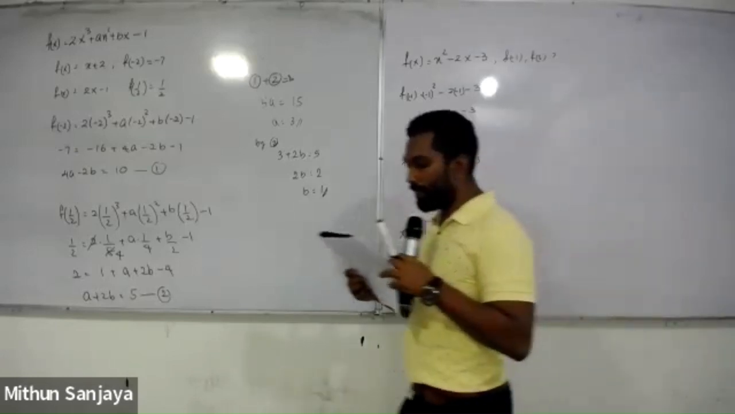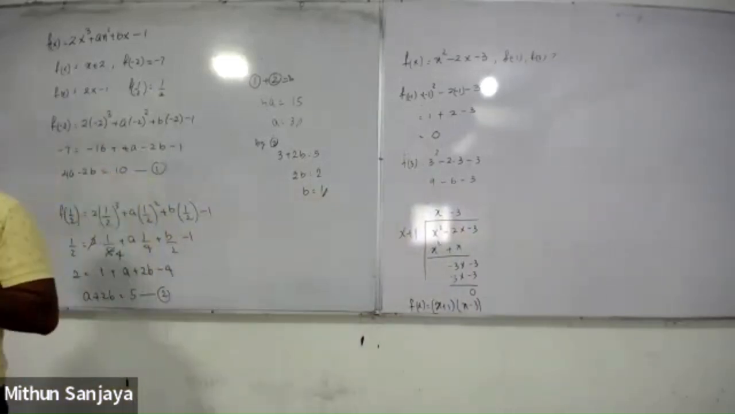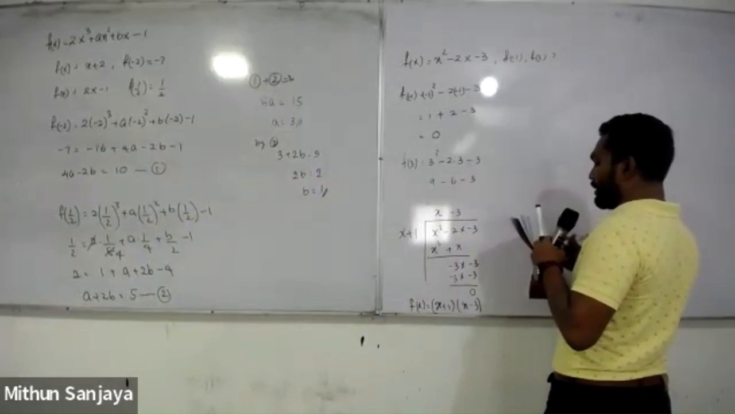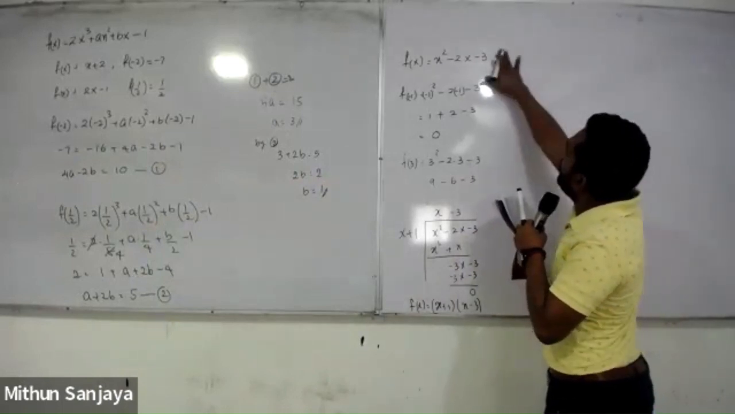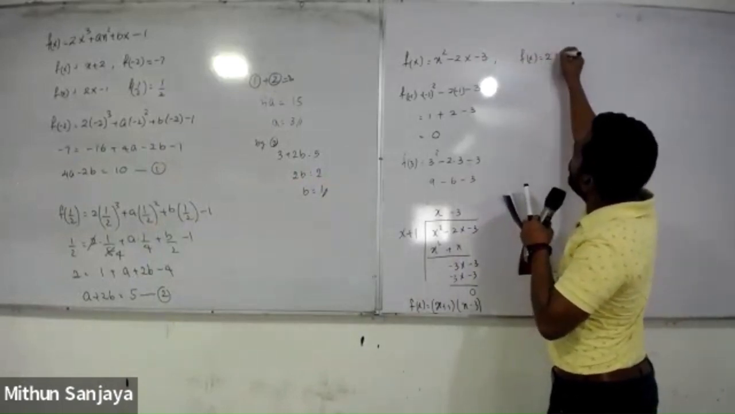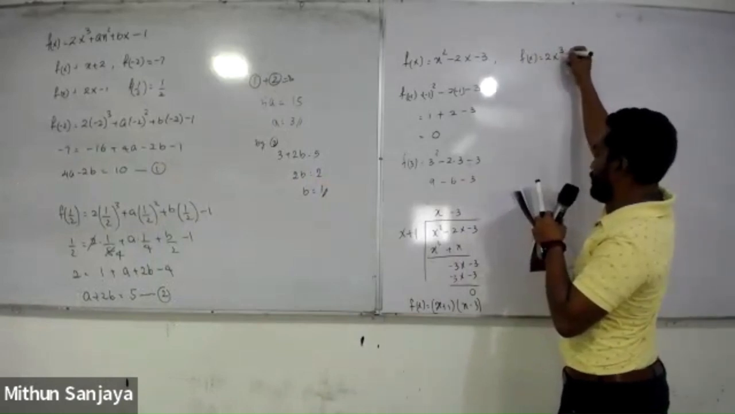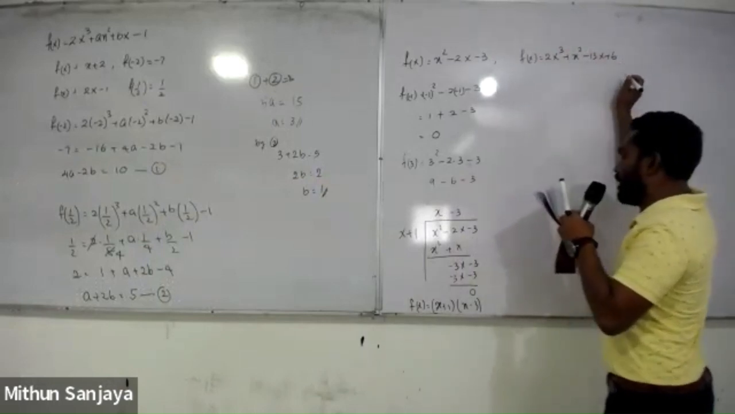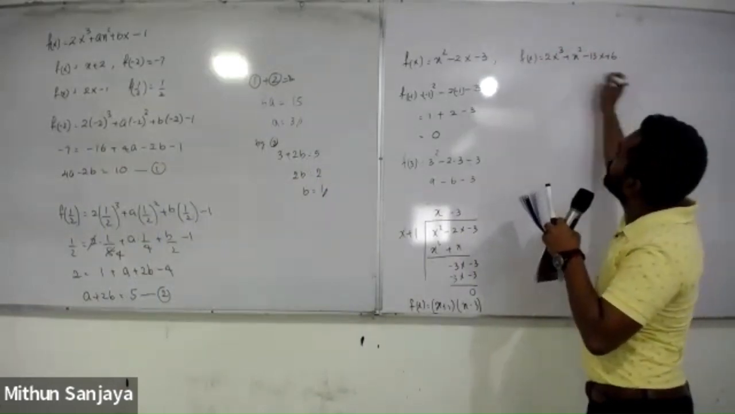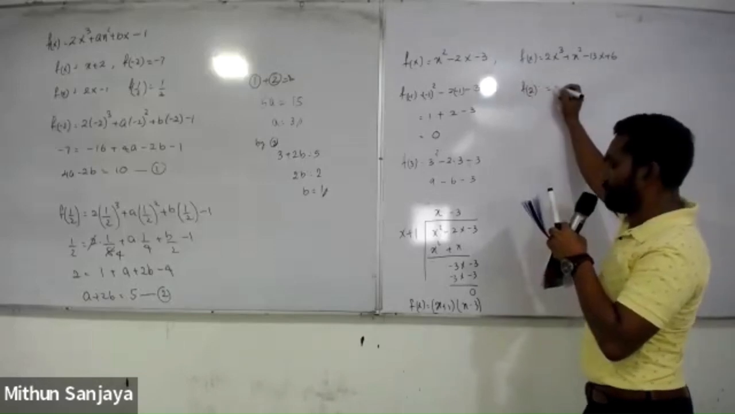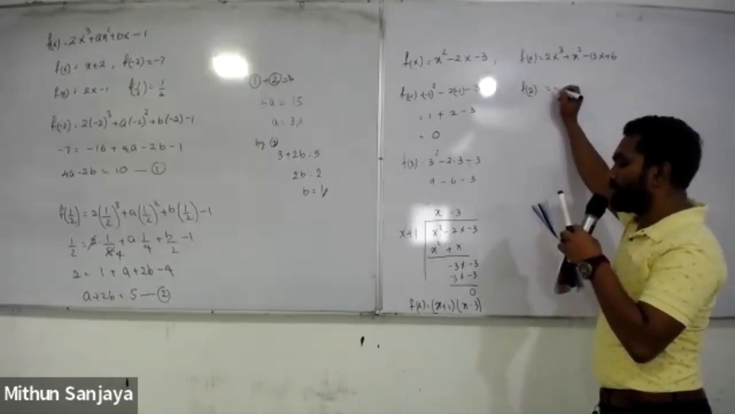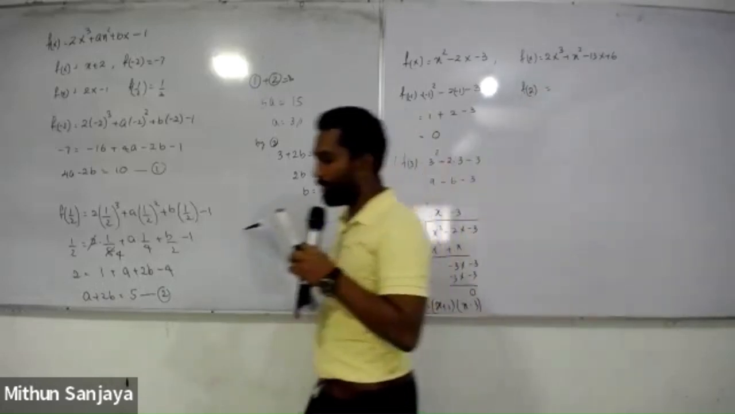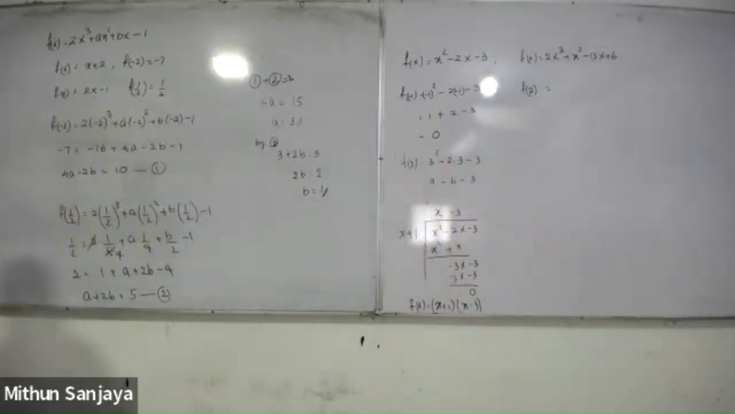Now here we have another one. f(x) equals 2x cubed plus x squared minus 13x plus 6. Now if they ask for f(2), we substitute. f(2) is what? And it says f(x) is divided by x minus 2.